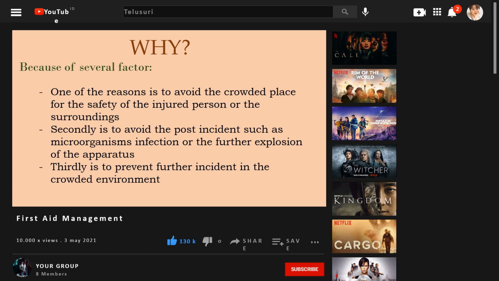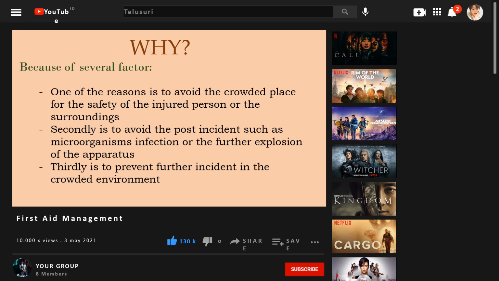Now, the several factors why you need to move your friend to someplace else that is safe: first, to avoid the crowded place. Because, as we know, if an incident happens, many people would come and just watch your friend, and the oxygen that your friend needs will go out. For the safety of the injured person and the surroundings, you have to prevent the place from being crowded with people.